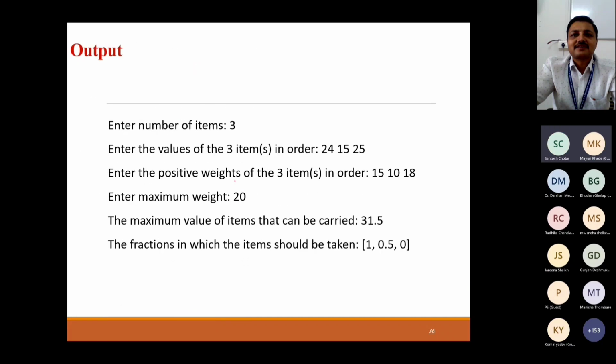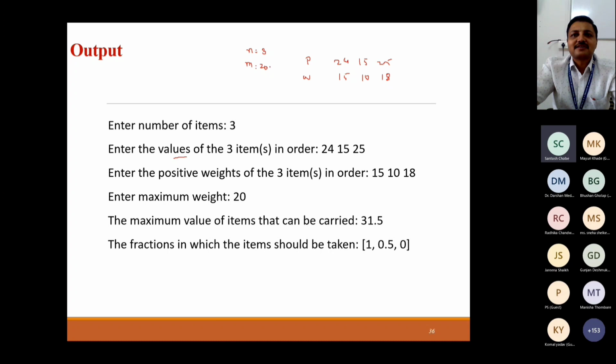Here I would like to take an example. What we have done is enter the values of 3 items. These are the profits: we have taken 3 profits like 24, 15 and 25. Then come their weights: 15, 10 and 20. Obviously n is equal to 3 and m is taken as 20. The capacity of the knapsack has been taken as 20.